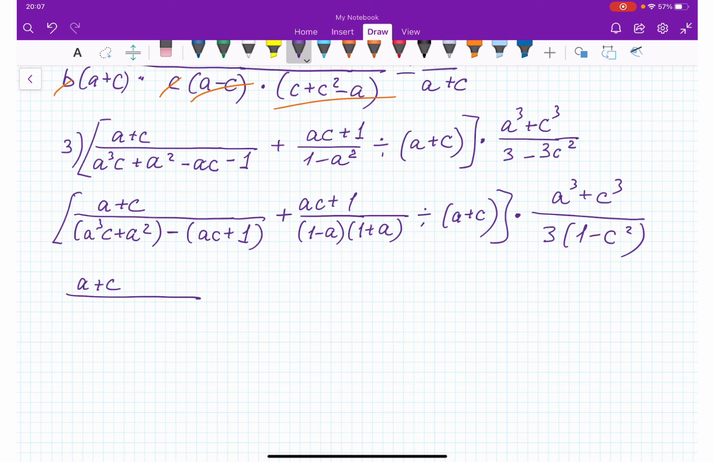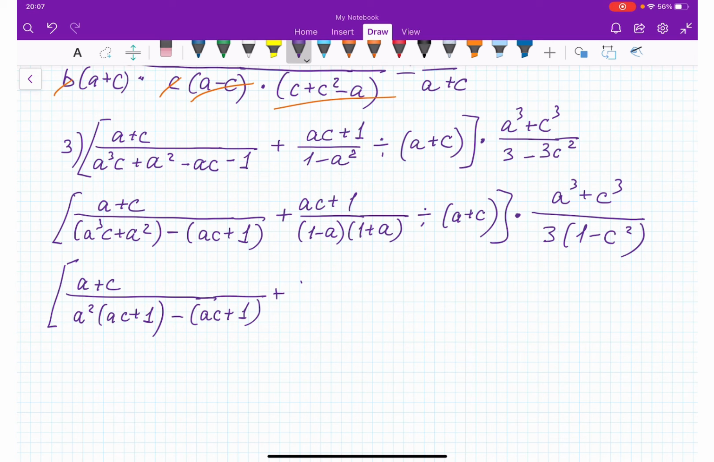Now a cubed c plus a squared. So I'm taking out a squared, right? And I will have ac plus 1. Oh, look at that. It's getting exactly what we have in the next parentheses. Here we go. So which means the grouping is going to work.